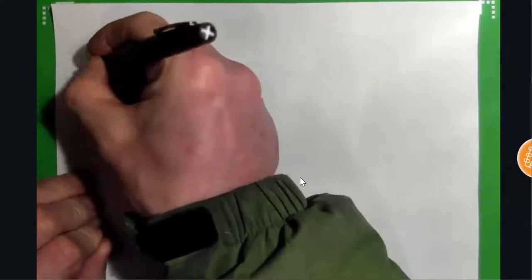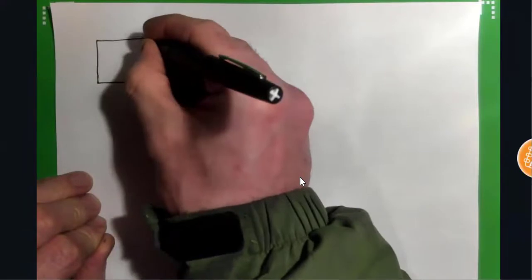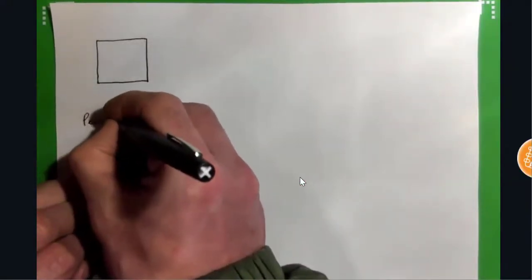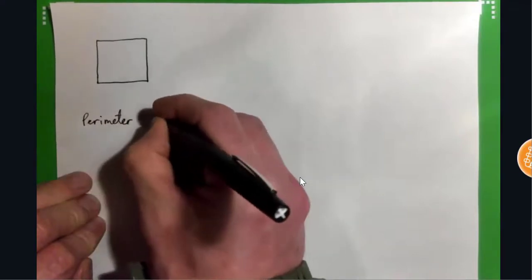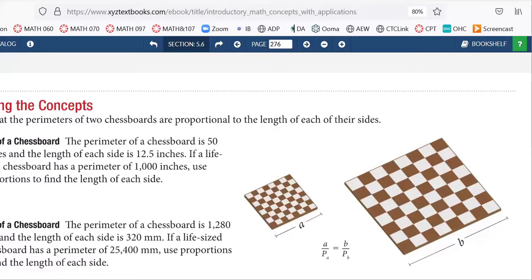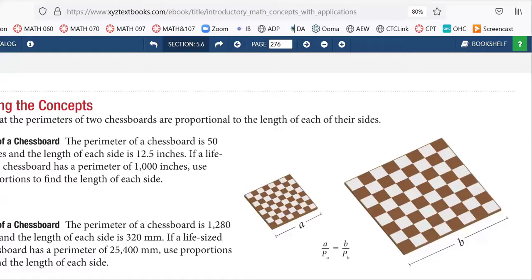So you can see my paper here, right? Okay, so I'm going to draw a square like that. And the perimeter is 50 inches. And the perimeter is the outside of the square. Right, the length of each side is 12.5.